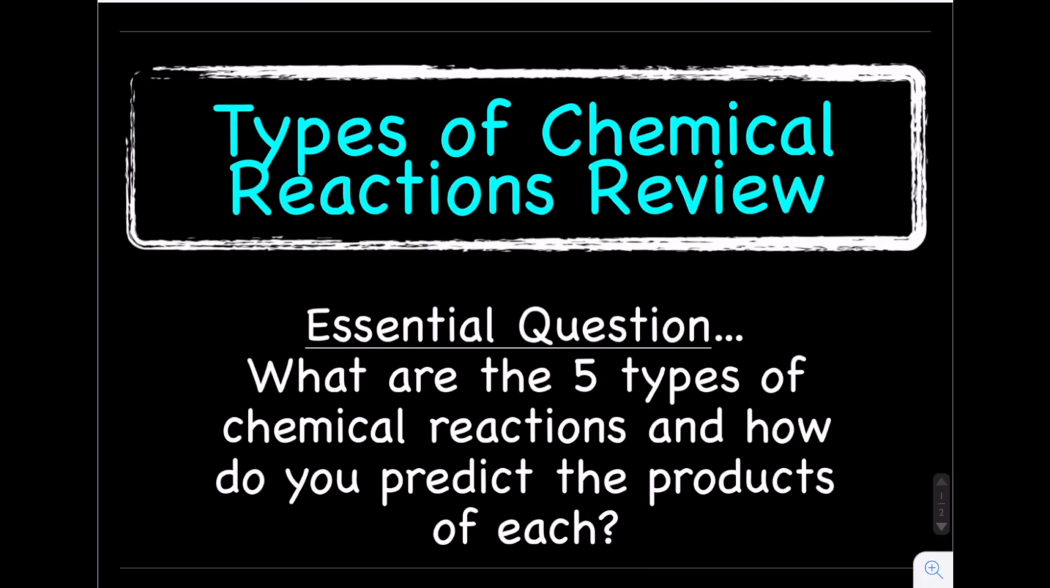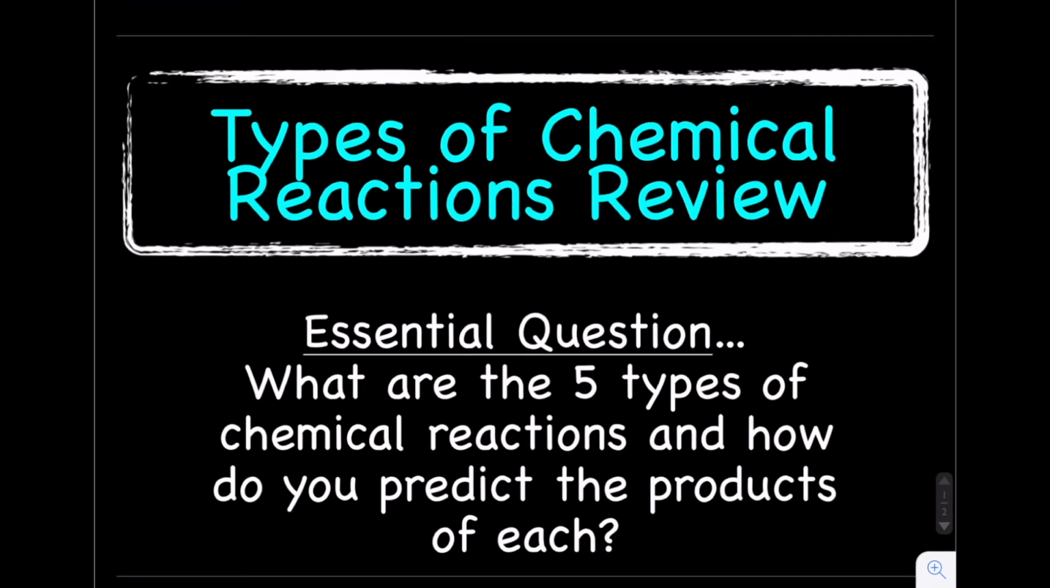Hello, this is Miss Moore, and today during chemistry we're going to discuss types of chemical reactions. This is really a review lecture as we're wrapping up the unit, but before you embark on trying practice problems of mixed reaction types, I wanted to do a quick overview. So today's essential question: what are the 5 types of chemical reactions, and how do you predict the products of each? You might want your periodic tables handy.